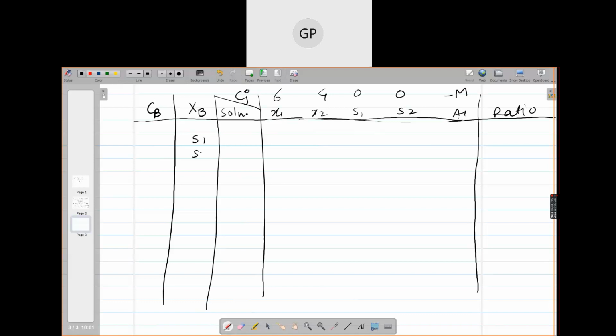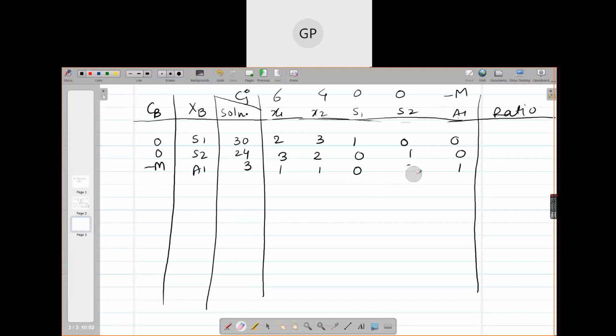Then I have s1, s2, a1. 30, 24, and 3. Sorry. This I have to write here. 30, 24, 3. And these are the coefficients I am writing. 2, 3, 1, 0, 0. 3, 2, 0, 1, 0. 1, 1, 0, 0, 1.